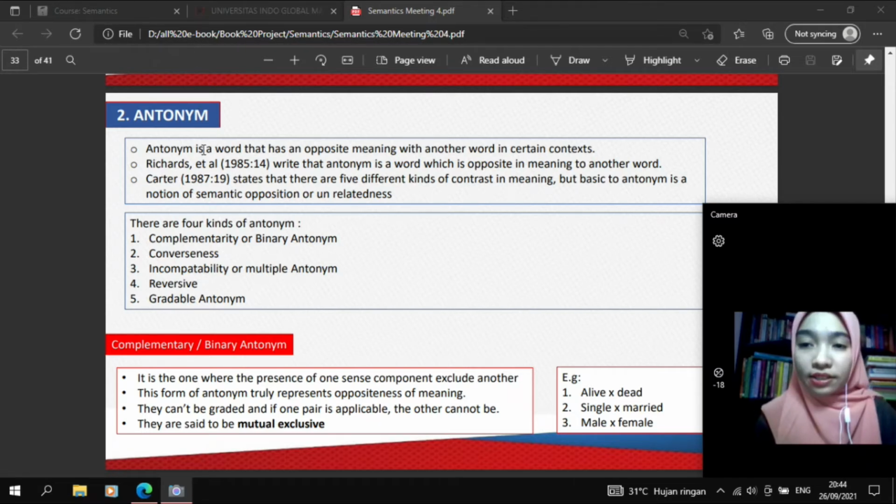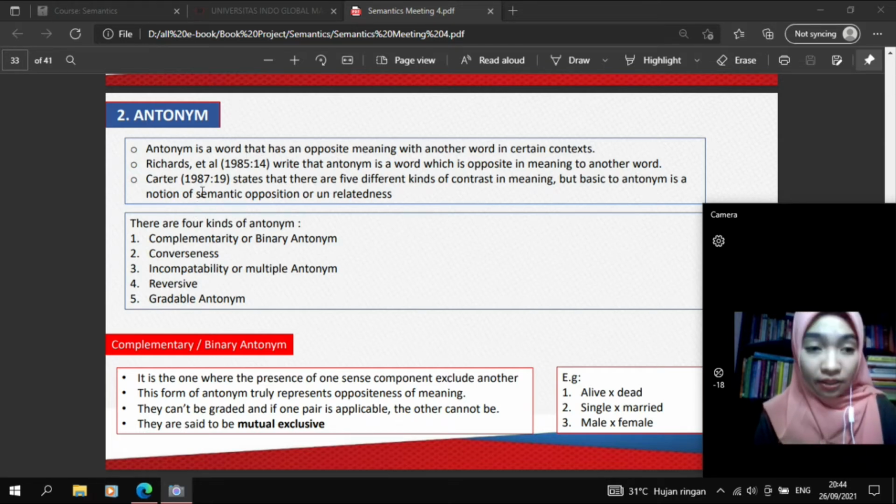But before that, antonym is a word that has an opposite meaning with another word in a certain context. Once again, in a certain context. Here Richard, the expert, says that antonym is a word which is opposite in meaning to another word. Actually, the same with what we have understood right now.